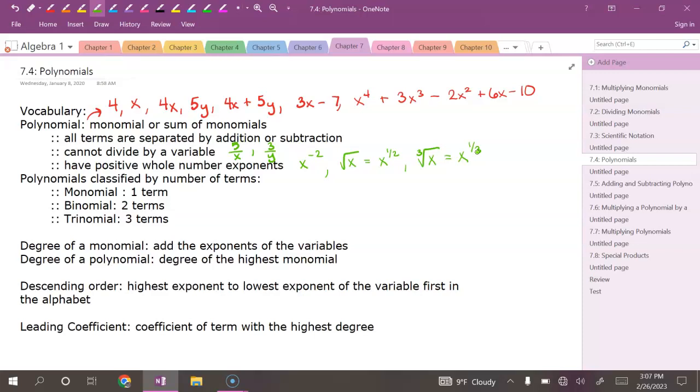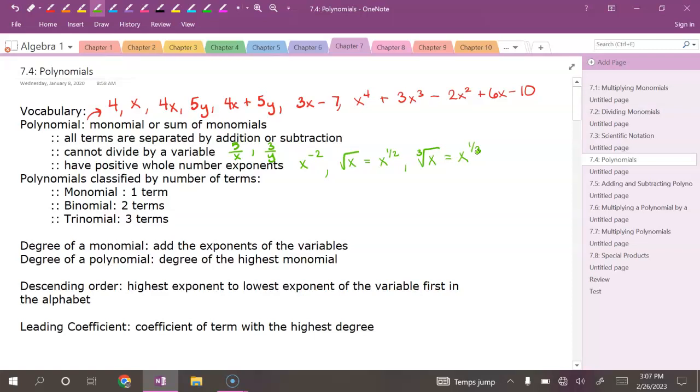Now, when we have these polynomials, we can classify them by the number of terms that they have. Like I was saying earlier, we've already seen monomials a lot this chapter. Those are the individual terms that make up these really big equations. Then we have what's called a binomial. That would be if you had 2 terms.